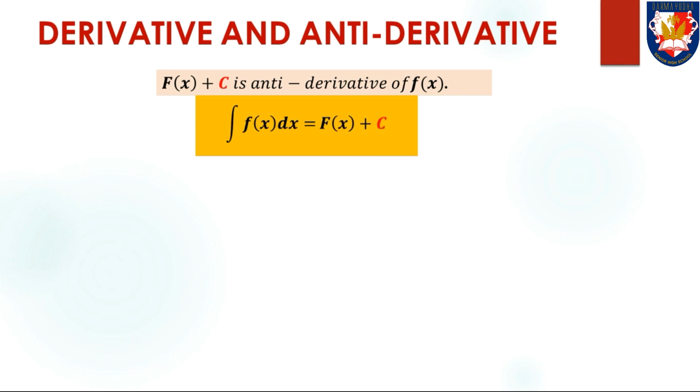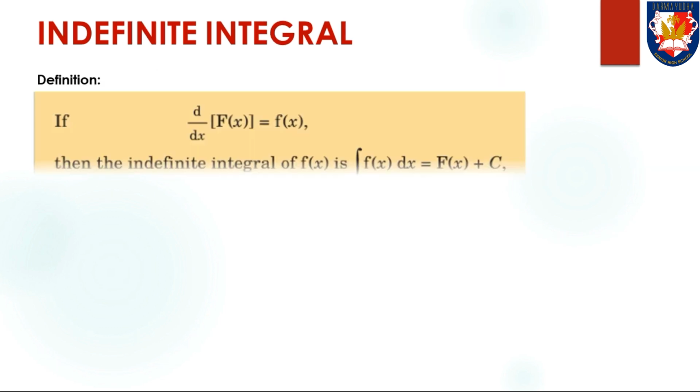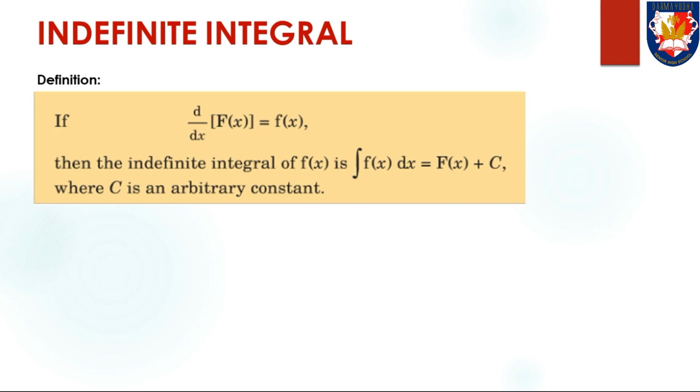The symbol like the letter S is a symbol for integral. And because we involve c, which is an arbitrary or indefinite real number, we can say this integral is an indefinite integral. So the definition of indefinite integral is as follows. If the first derivative of capital F equals small f, then the indefinite integral of small f, the integral of small f dx, equals capital F plus c, where c is an arbitrary constant.